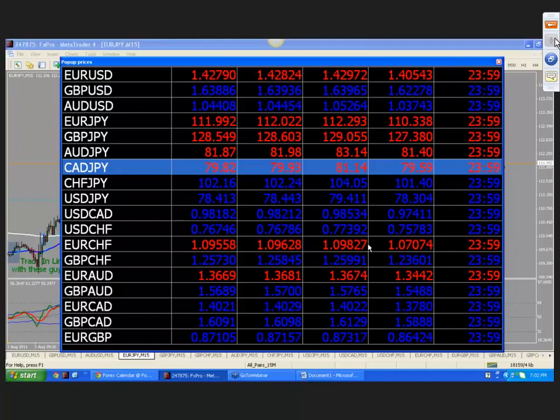Gloria, watch it when the market's open, and then as it's testing, and as any chart is testing new highs, you'll see that the high is increasing.